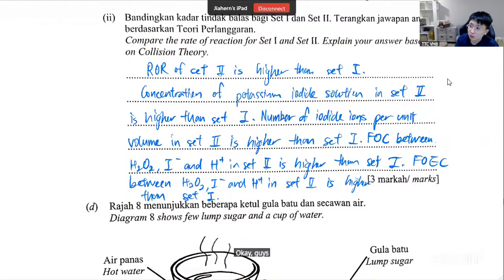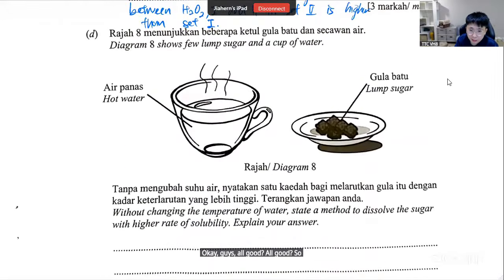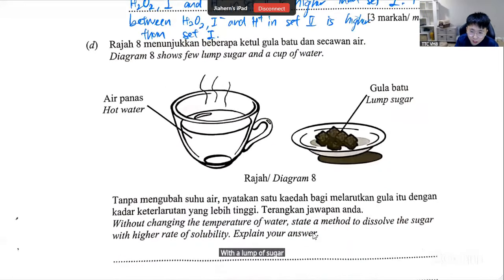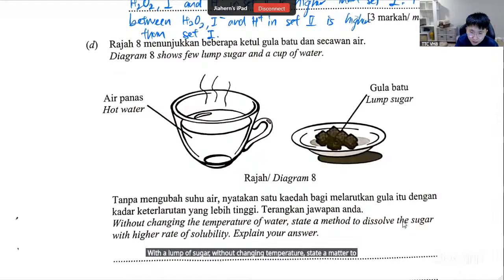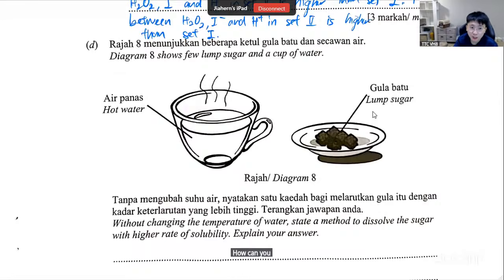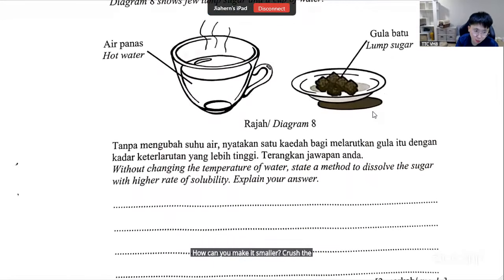Okay guys, all good, all good. So if no issue, this is a cup of hot water with a lump of sugar without changing temperature. State a method to dissolve the sugar faster at a higher rate of solubility and explain your answer. So it's a lump, means big size. How can you make it smaller? Crush the sugar. Yes, so we can say crush the sugar. That's the first mark.